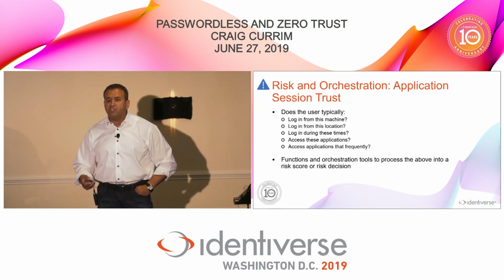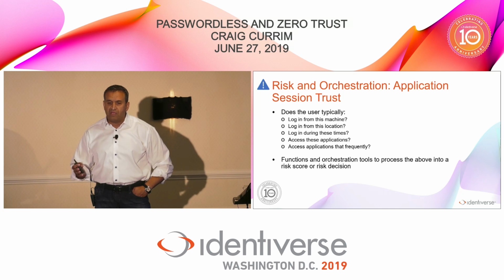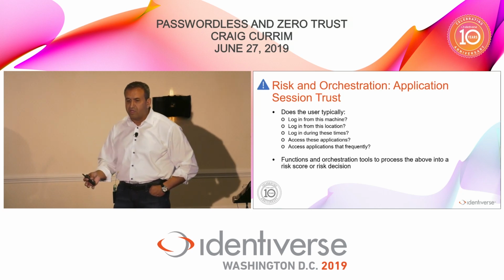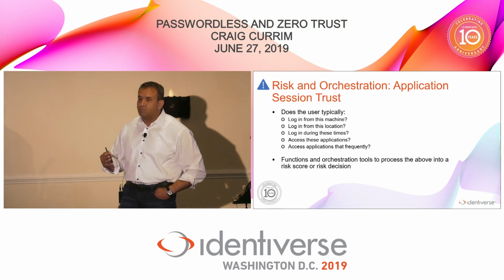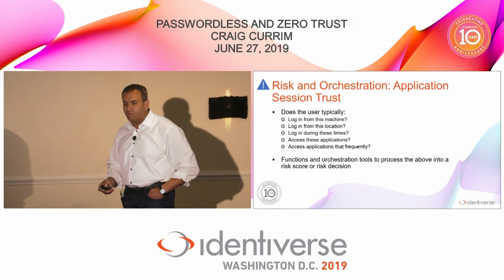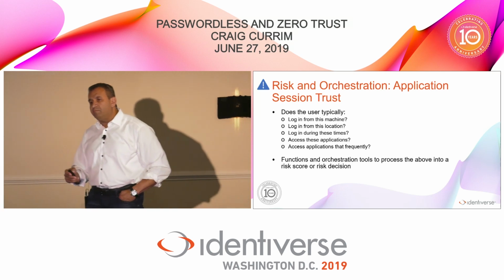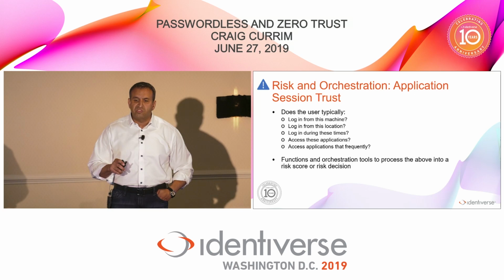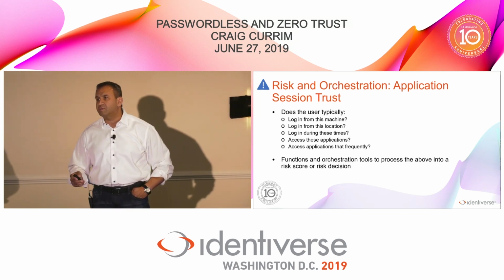And then finally, application session trust. What is Craig doing? How often does he log in? From which location, at what time of day, what resources is he looking at, what are the applications he touches most frequently? These again become scoring, and all 3 of those can be weighted and prioritized. Now this is a different model from your traditional black box risk engine.